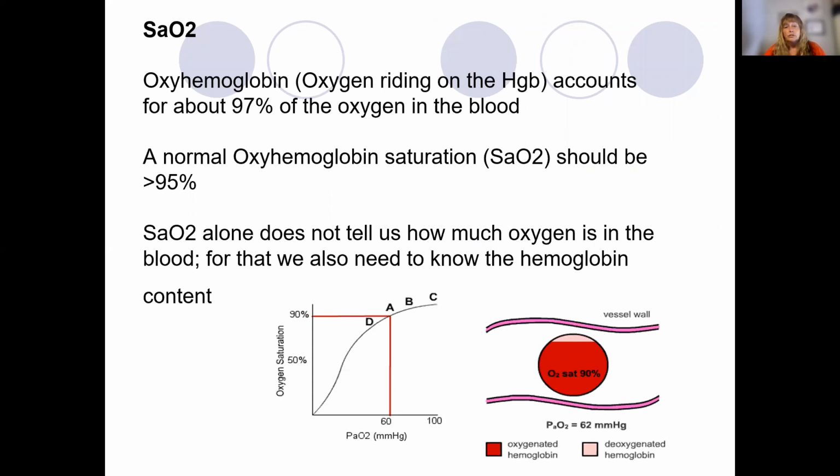Oxyhemoglobin, or oxygen riding on the hemoglobin, accounts for about 97% of the oxygen in your blood. A normal oxyhemoglobin saturation should be greater than 95%. The SaO2 alone does not tell us how much oxygen is in the blood. For that, we need to know the hemoglobin content.